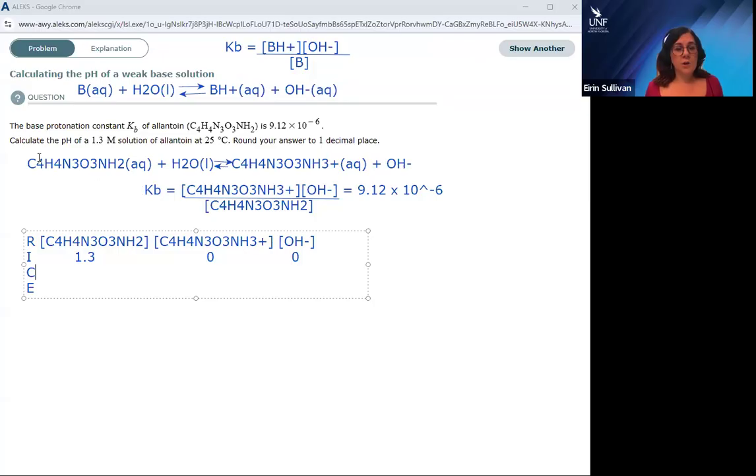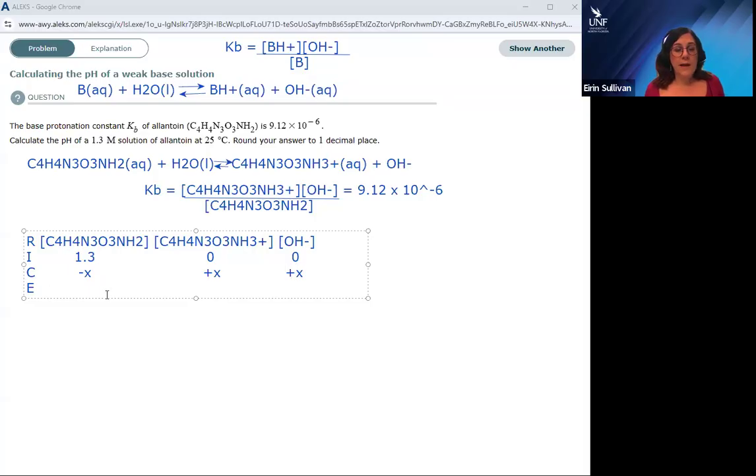So what's the change? As this reaction proceeds towards equilibrium, it is primarily going to be going in the forwards direction. The rate of the forwards direction will be greater than the rate of the reverse direction because mostly base is going to be converted into conjugate acid and hydroxide until we reach that equilibrium point. So the change in concentration of my weak base is going to be minus X, depending on how much it ionizes. And for every 1 mole of weak base that ionizes, it's going to make 1 mole of conjugate acid and 1 mole of hydroxide.